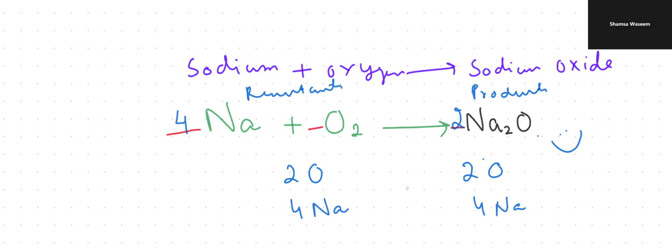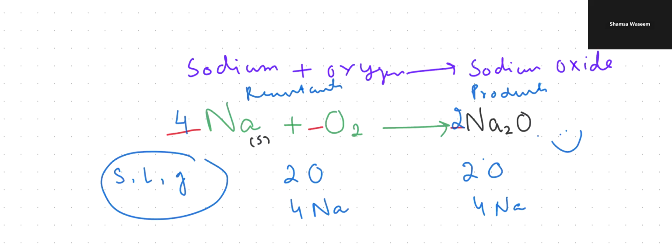The other thing is the state symbols, right? You need to specify solid, liquid, or gas. But you are going to write this whenever it is required or when you are doing ionic equations. Suppose the examiner is asking us to write the state symbol as well. You know that sodium is a metal, so it exists as solid. Oxygen is a gas, so it's going to exist in the gaseous state. Metal oxides are solid, so we're going to write solid.